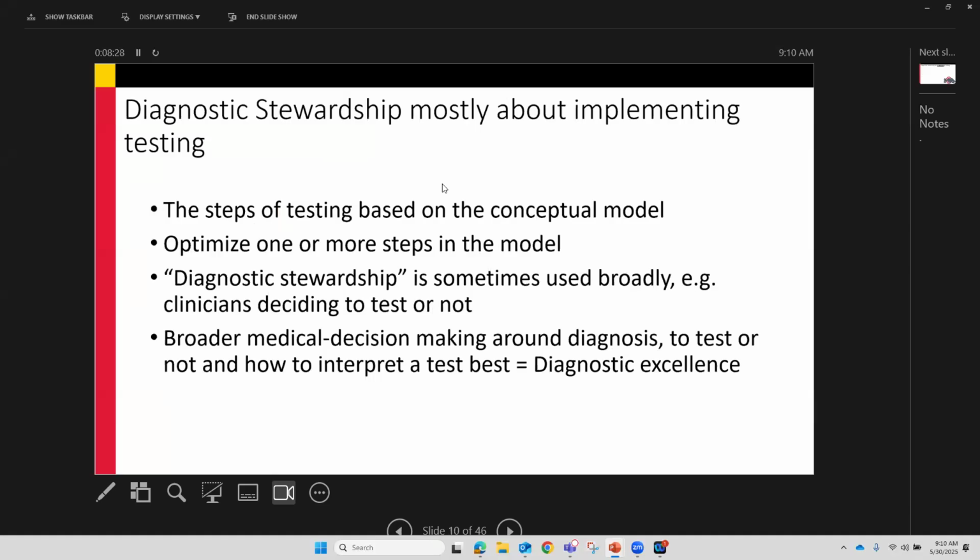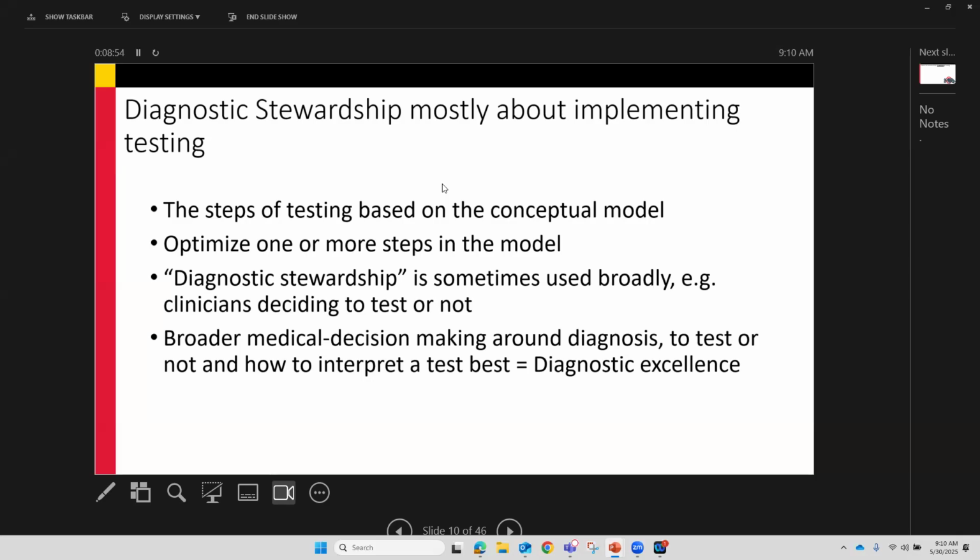Okay, so diagnostic stewardship, again, I'm going to repeat myself a few times, but I think that may be helpful for a few takeaway points. One, it's really about implementing testing. So it's about trying to implement somewhere in these steps in the conceptual model. And often it's just one step. So it's not needing to change everything, but just one place. But if you have problems, you can think about the process and how to modify things.